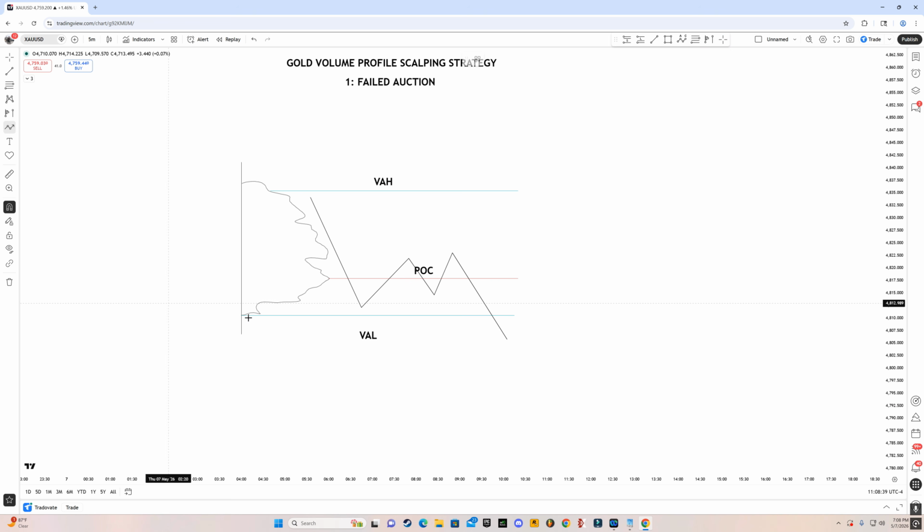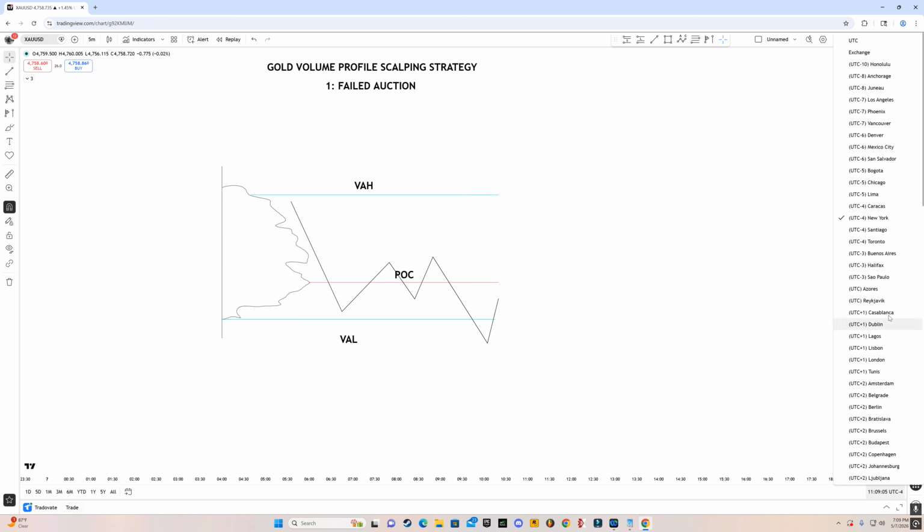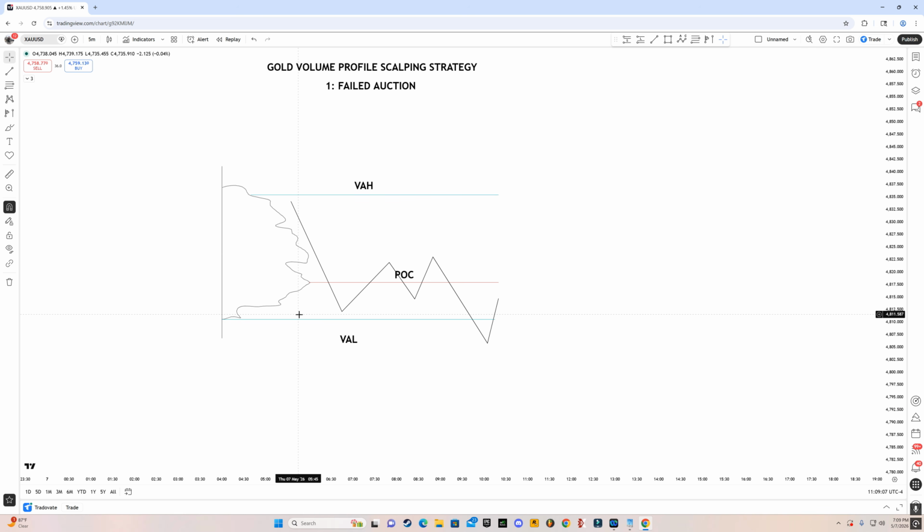We could get a failed auction setup where price sweeps below the value area low and then instantly reverses and closes back above the value area low. Now that, ladies and gentlemen, is called a failed auction setup. When we have a volume profile, first of all, this is very important, and a lot of people just neglect this: first, we are looking on the 5 minute time frame. Make sure your time zone is set to New York. And I'm going to also tell you about the timing later on in the video.